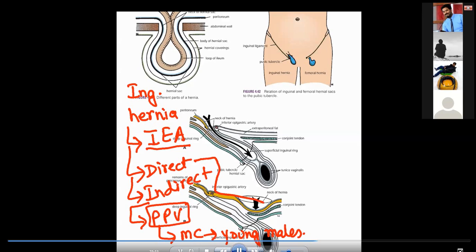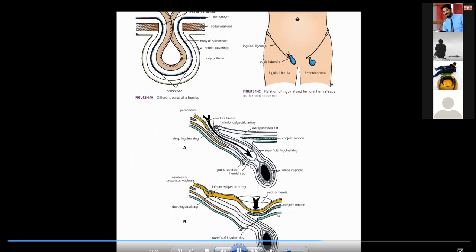Direct hernia most commonly in old persons. Okay, so young persons, indirect inguinal hernia. Old persons, direct inguinal hernia. Okay, now the important point, relation of your inferior epigastric artery. So if you see here the diagram, this is our inferior epigastric artery. Now, in relation to these two arteries, we have to classify our inguinal hernia.